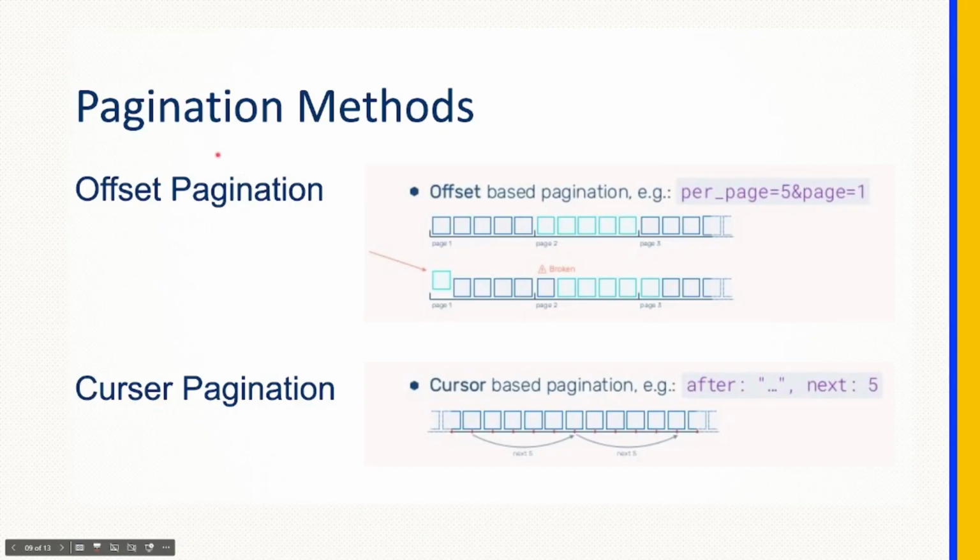These are the two common ways of doing pagination. One is offset pagination and the other one is cursor pagination. The first one, offset-based pagination, uses parameters like skip and offset to fetch the records in batches. The second one, cursor-based pagination, uses a cursor to indicate the position in the dataset and starts fetching the batch of data from that cursor position.